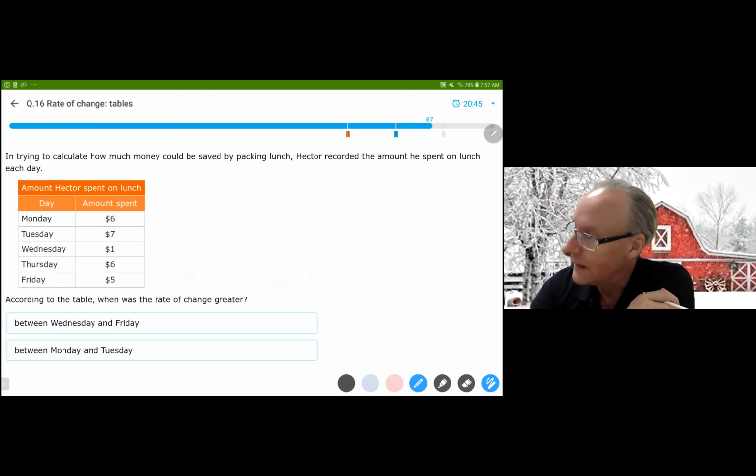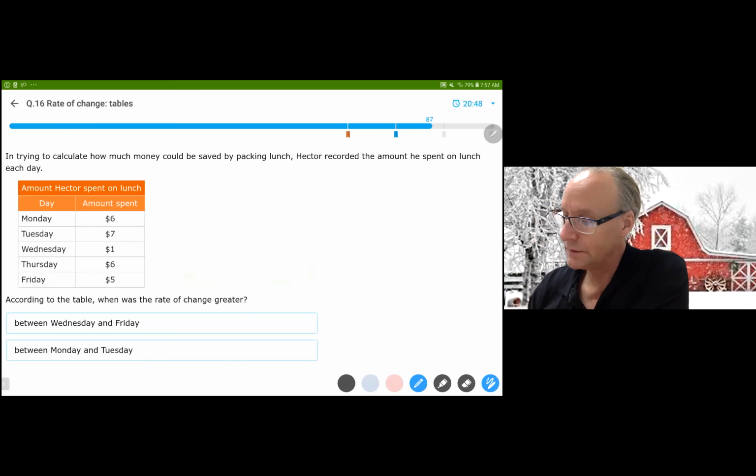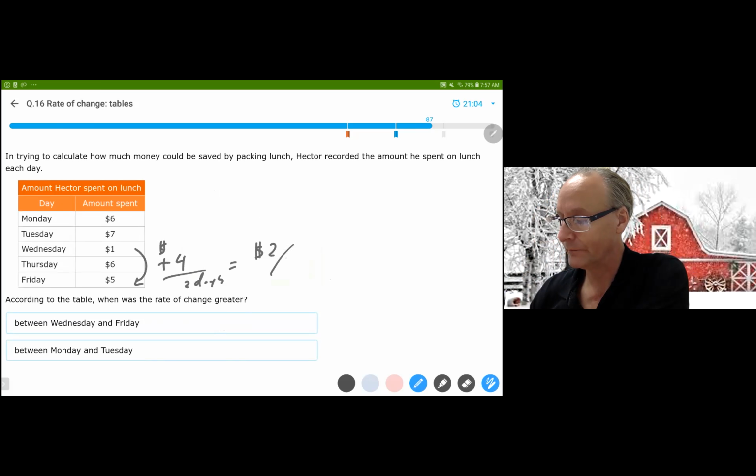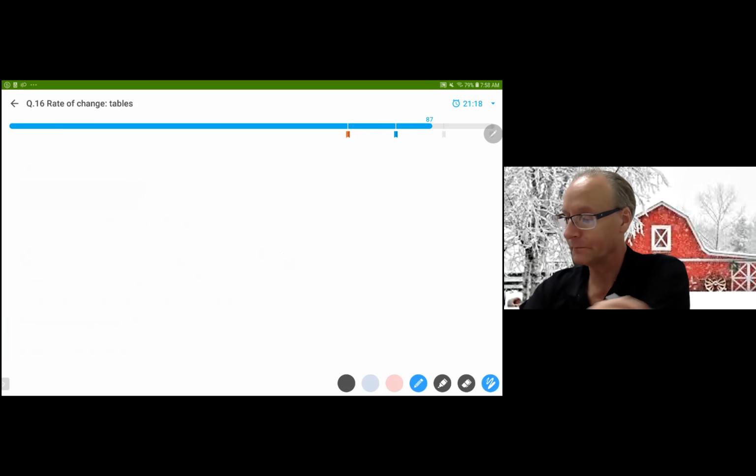All right, let's see. How much money could be saved on packing lunch? Wednesday to Friday was 2 days, and it went up $4 over 2 days, which is $2 per day from Wednesday to Friday. From Monday to Tuesday, it went up $1 per day. And we want to know when the rate of change was greater, which is going to be Wednesday to Friday, wasn't it?